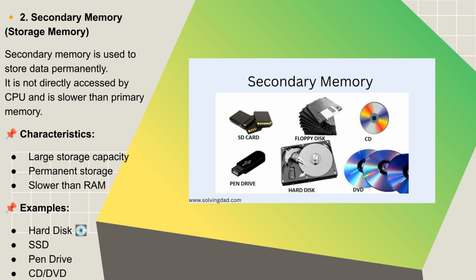Secondary memory, or storage memory, is used to store data permanently. It is not directly accessed by the CPU and is slower than primary memory. Examples include hard disks, SSDs, pen drives, and CDs, DVDs. It offers large, permanent storage capacity.